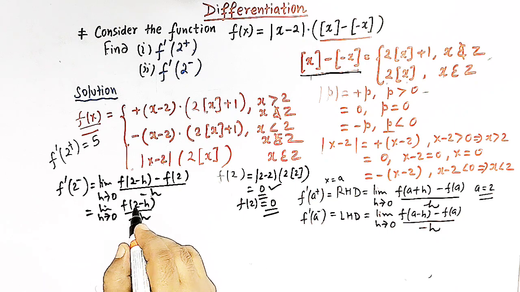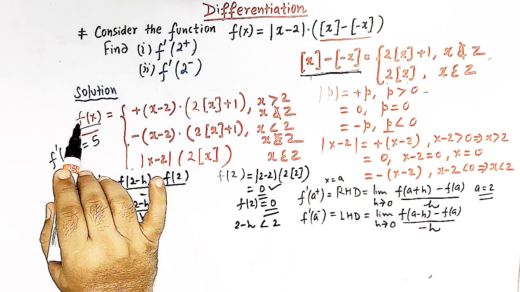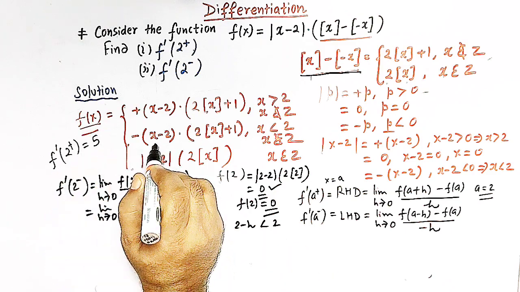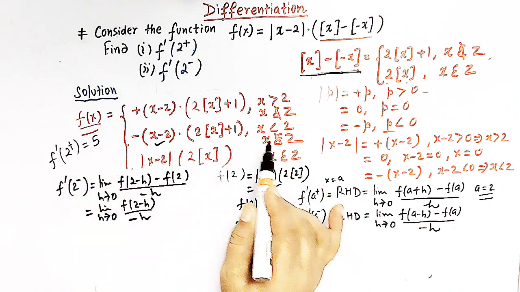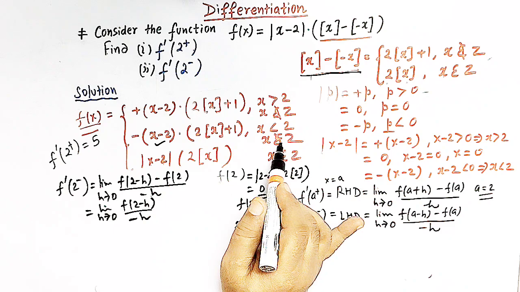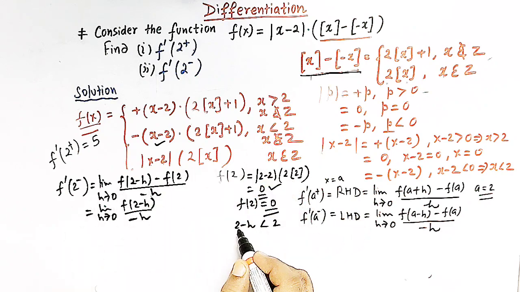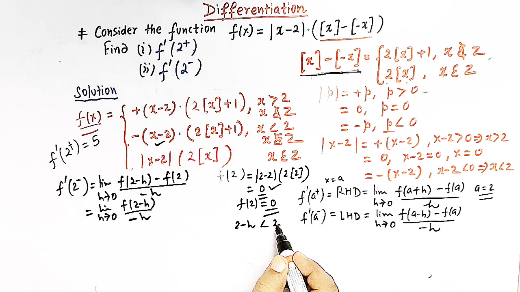Now let us concentrate on this number, that is 2 minus h. Now h is a positive quantity and it is infinitesimally very small, so 2 minus h is less than 2, right? So it means now we have to apply this form of the function f of x, because here we have x less than 2, right? And obviously x does not belong to the set of integers. So 2 minus h is less than 2.